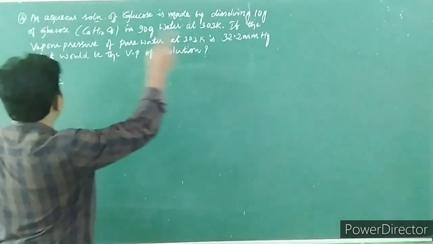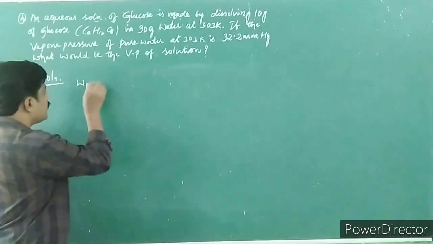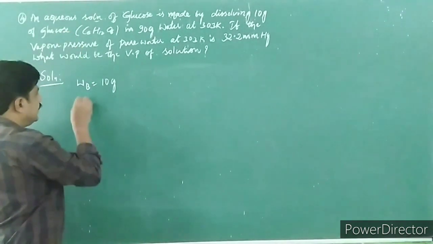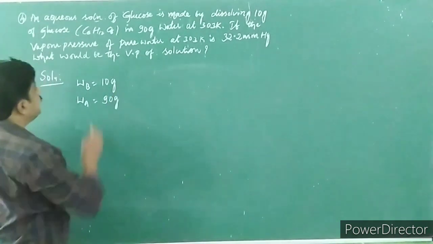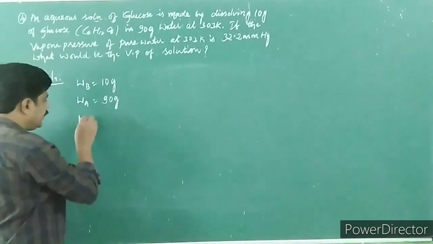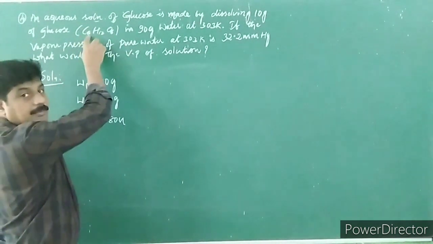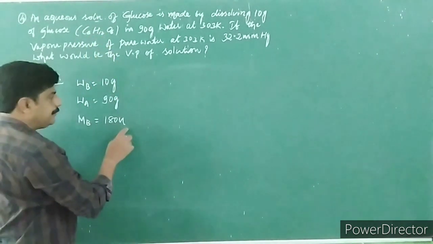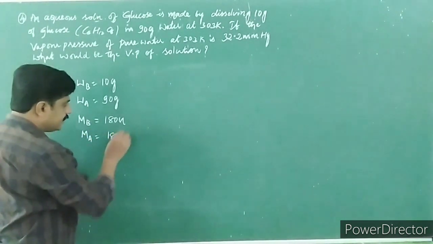Look at here. 10 grams of glucose is dissolved in 90 grams of water. That means WB is equal to 10 grams, the weight of the solute. Solute is what? Glucose. Then weight of the solvent is given, water. How much? That is 90 grams. Then we need to find out the molar mass of glucose because the formula is given here. MB is equal to 180 unified mass. You can calculate it by adding the atomic mass of all the atoms of the elements present in this molecule, which gives you 180 unified mass. Then MA is what? Molar mass of water. That is equal to 18 u.